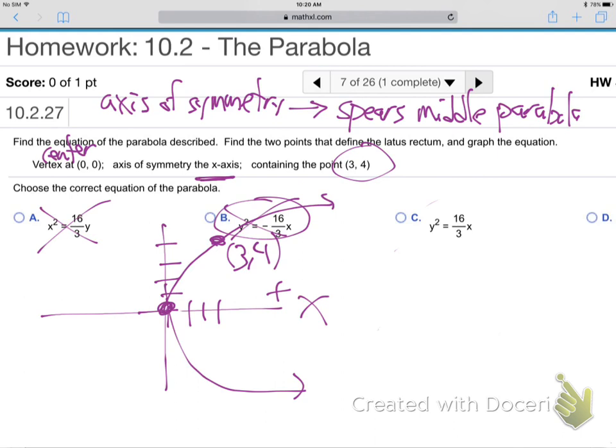So this is our equation: y squared is 16/3 x. First off, let's find the focus, and then the latus rectum will just be double the focus points, right? So how do we find the focus point? Well, we've got to put a 4 here.